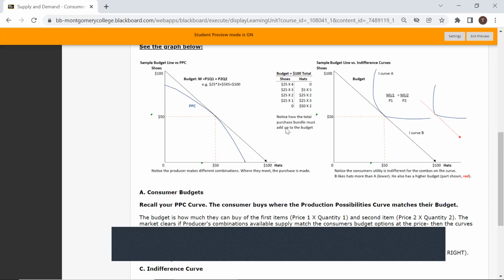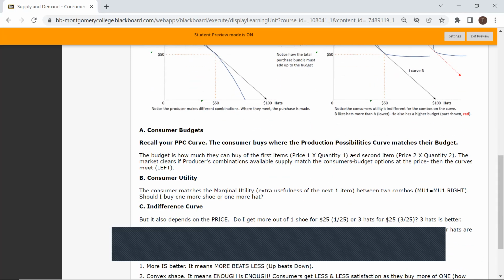That's this. Or you could go for 2 $50 hats. That would put you here on the budget line. $100 of hats and nothing going up, so no shoes, and 100 across. That would be 2 pairs of hats at $50. So that's your budget, but you see there's only one combination that is offered that you can afford. Okay, so the consumer buys where the production possibility curve meets the budget.